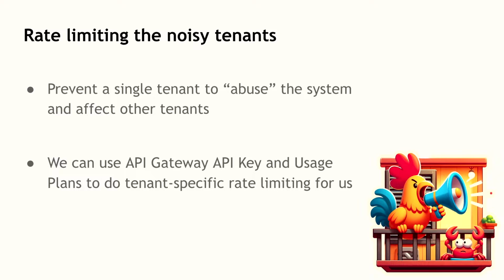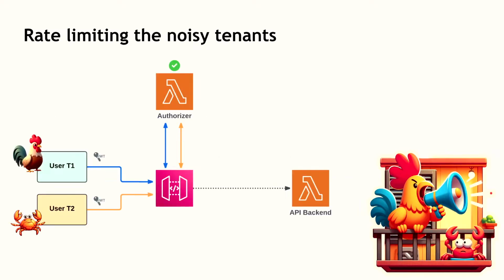So API Gateway has two features that can help us with that. One is API keys and usage plans. So we can define rate limiting policies and assign them to each of our tenants. And we'll be looking at that.